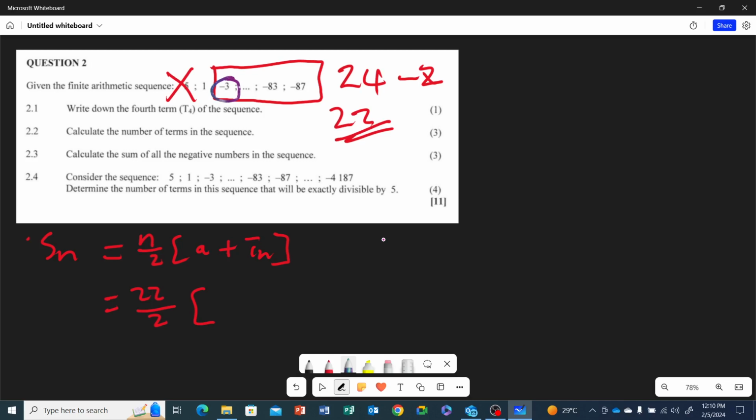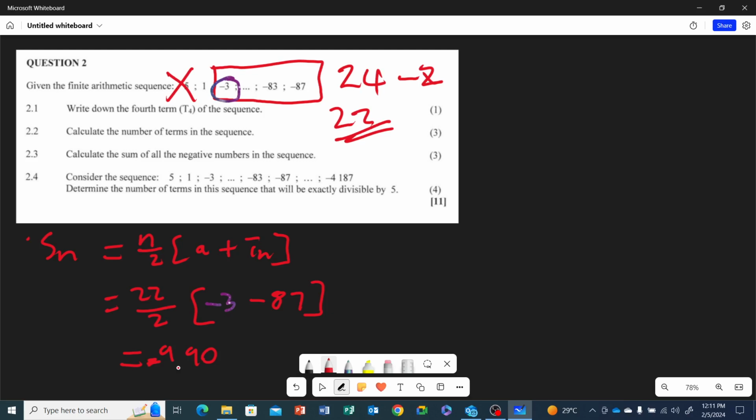Now, if you simplify, you're going to get the sum as 990. So guys, this is your solution. By the way, this number will be negative because it is the sum of all negative numbers. So the sum will be negative. Now this is your 2.3.